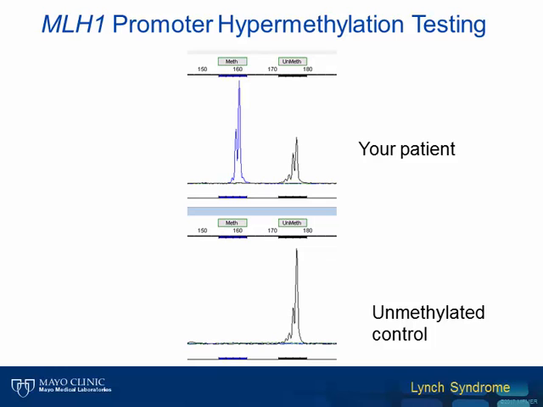Like MSI testing, amplified DNA fragments in MLH1 promoter hypermethylation testing are detected by capillary electrophoresis. Shown here, your patient has a blue peak in the expected region for the fragment amplified by the methylation-specific primer. Therefore, her tumor demonstrates MLH1 promoter hypermethylation, which is usually the result of a somatic rather than a germline event.